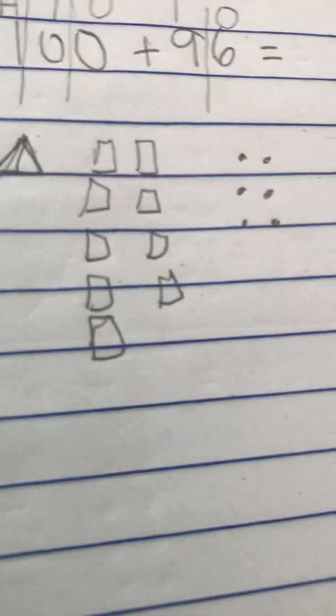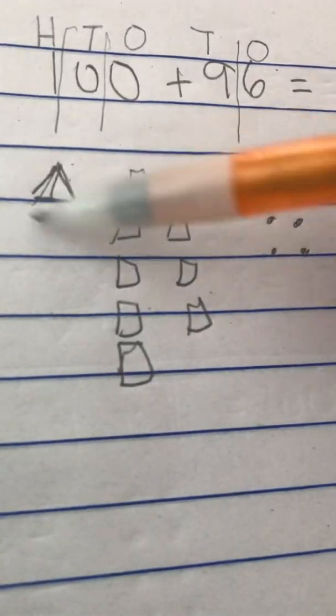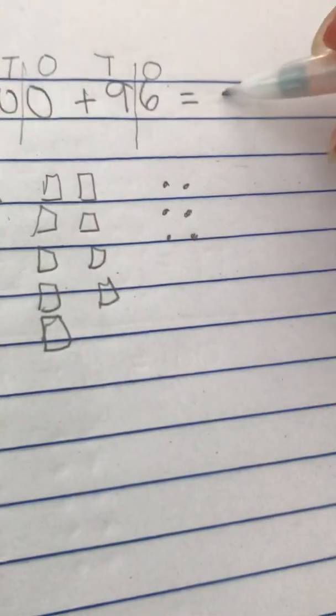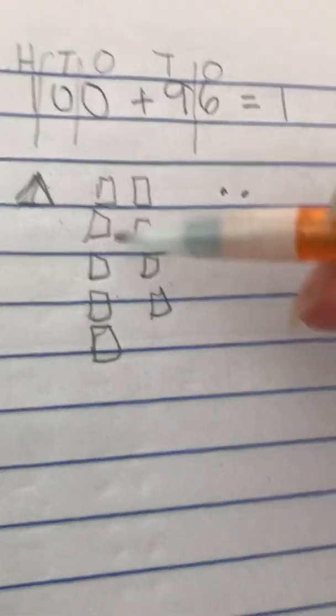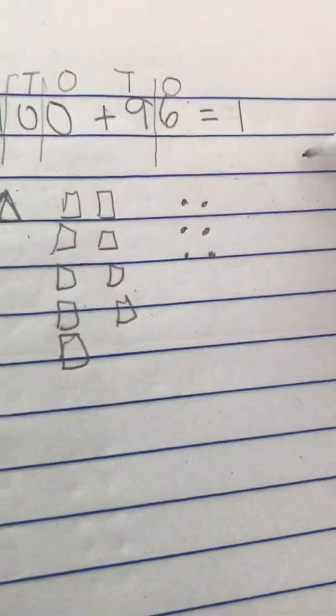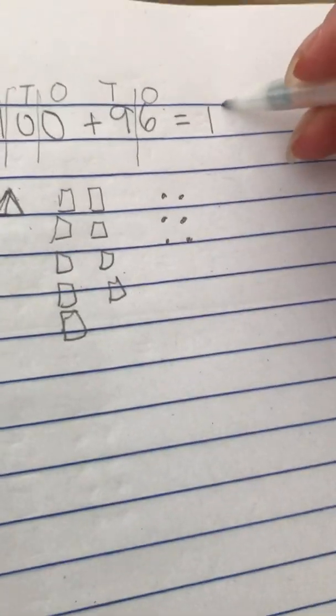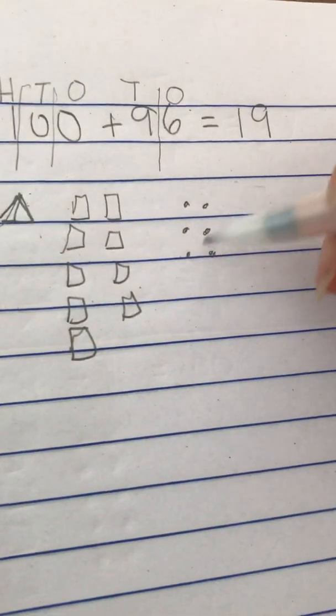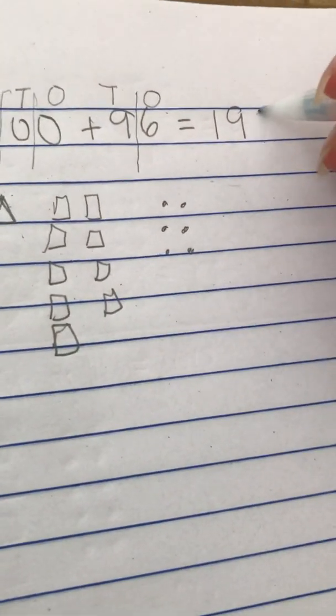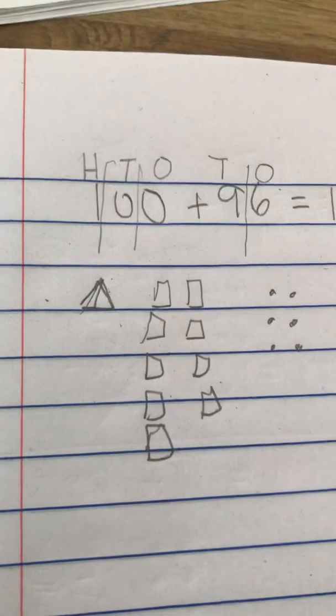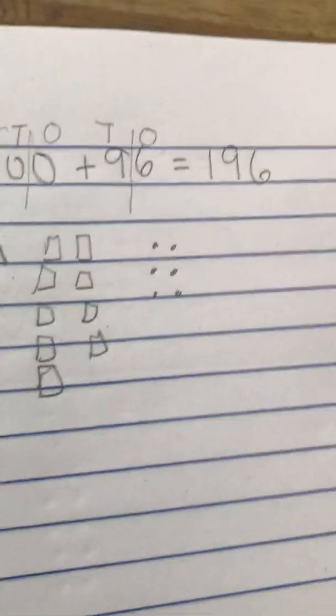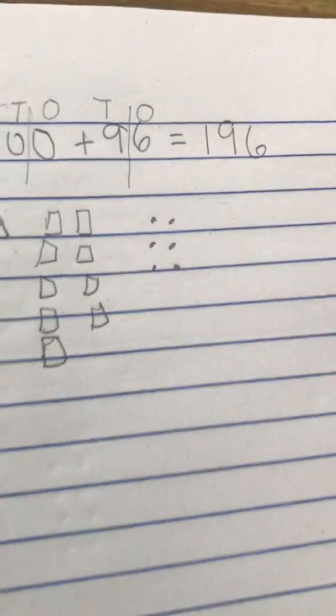So we can add everything up. There's a ones triangle in the hundreds place. So we can do a 1. There's 9 squares in the tens place. So we can do a 9. And then there's 6 dots in our ones place. So 100 plus 96 equals 196.